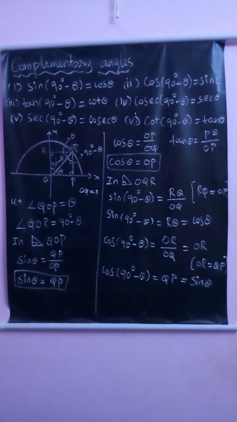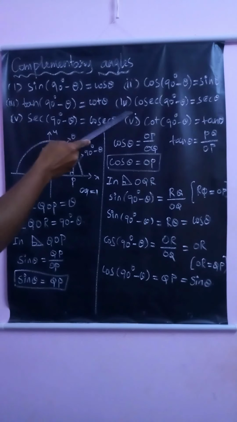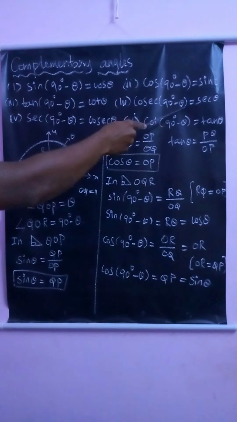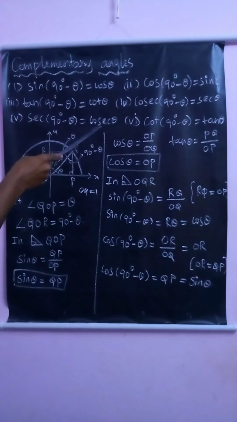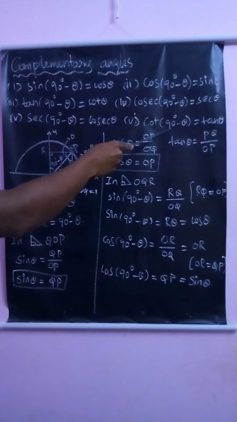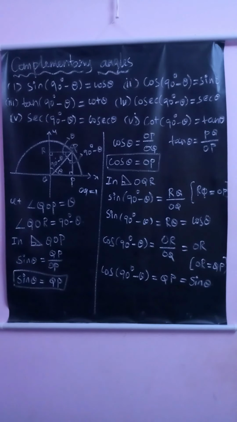Similarly, we can find tan of 90 degree minus theta equals cot theta, and cosecant of 90 degree minus theta equals secant theta. Secant of 90 degree minus theta equals cosecant theta. Cot of 90 degree minus theta equals tan theta.